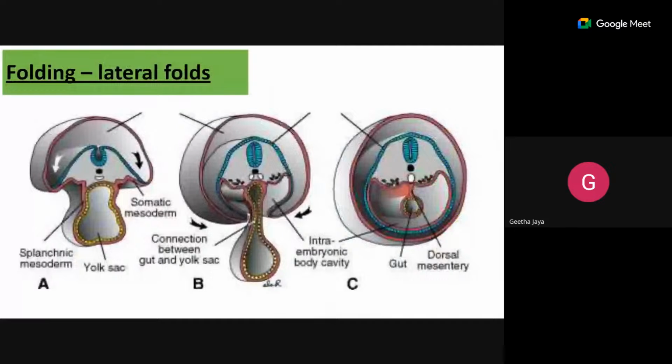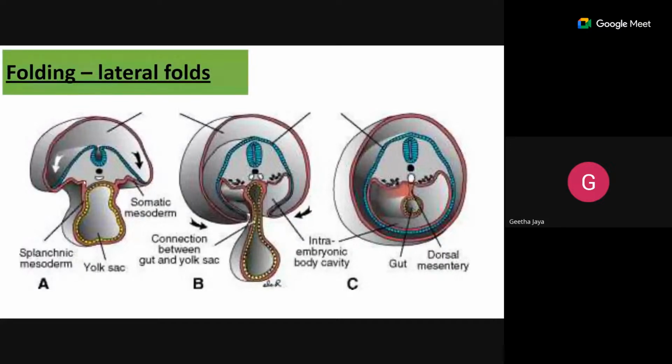So again, lateral fold. This is the paraxial mesoderm, the lateral plate mesoderm. This is the somatopleuric mesoderm. This is the splanchnopleuric mesoderm. This is the intraembryonic coelom. This is the extraembryonic coelom, which communicates, but because of the lateral fold converging ventrally, the connection between the intraembryonic coelom and the extraembryonic coelom gets cut off.